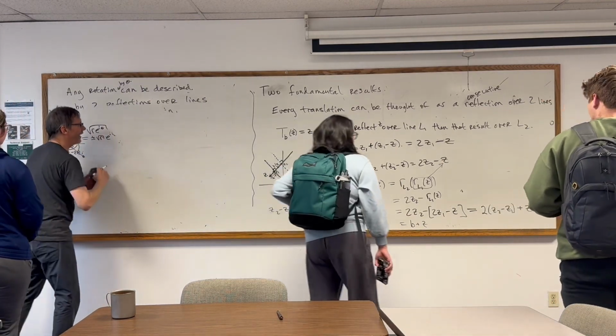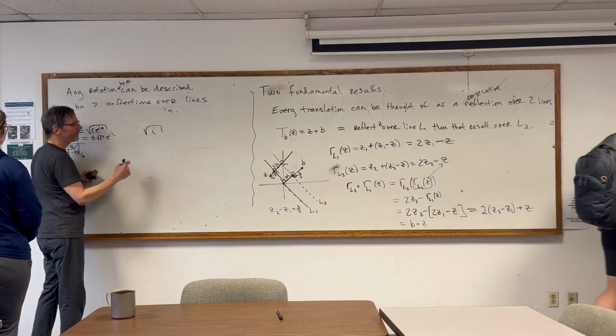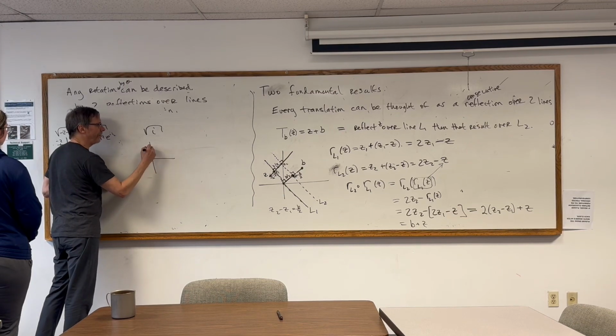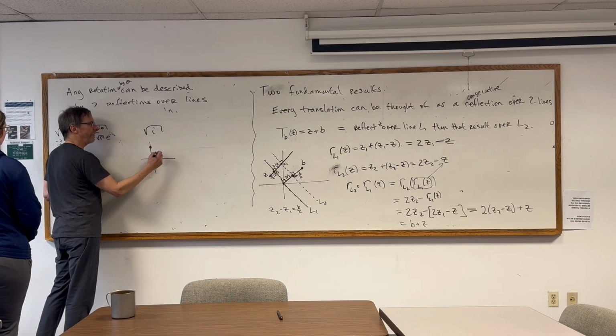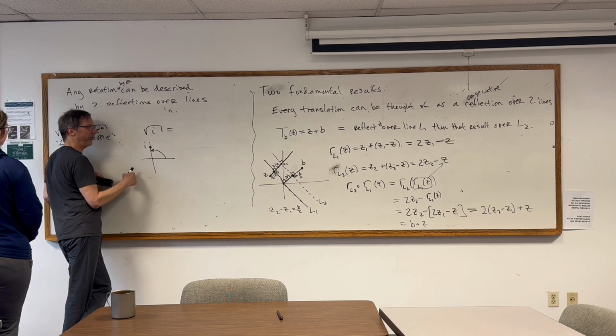Let's say I want to take the square root of i. First I plot it out in polar form. What is that in polar form? The radius here is one, and the angle is pi over 2.